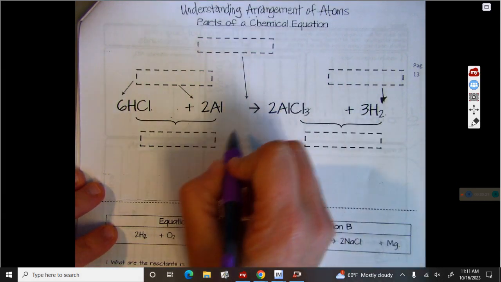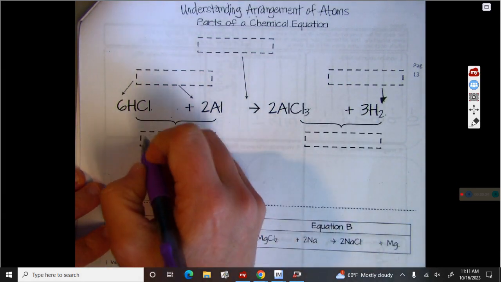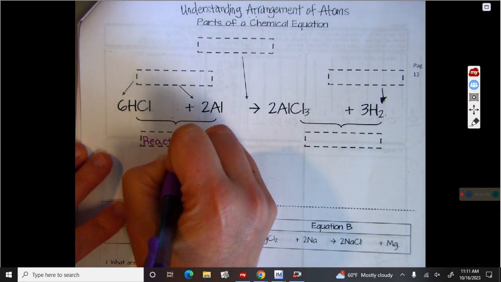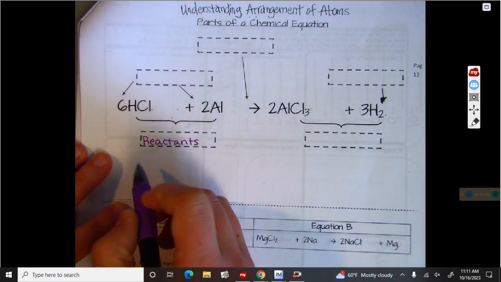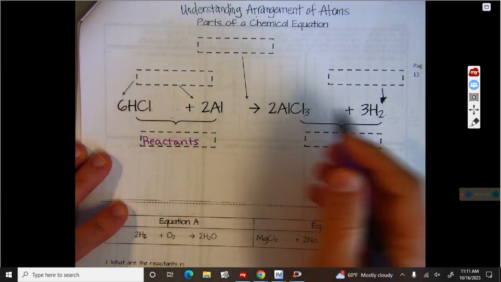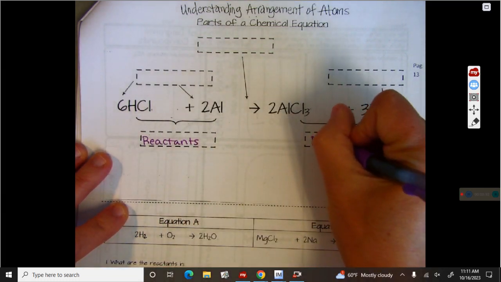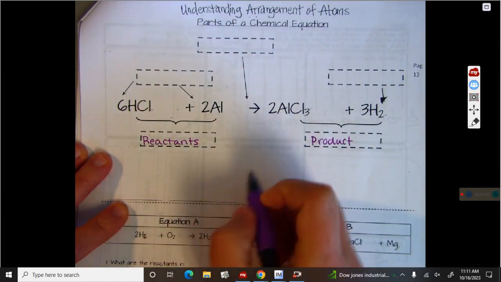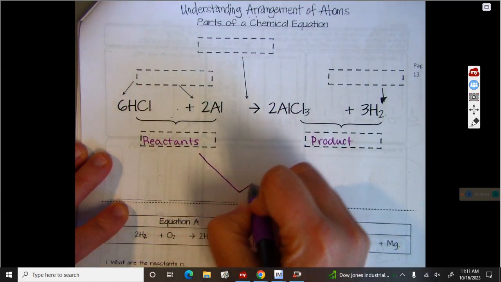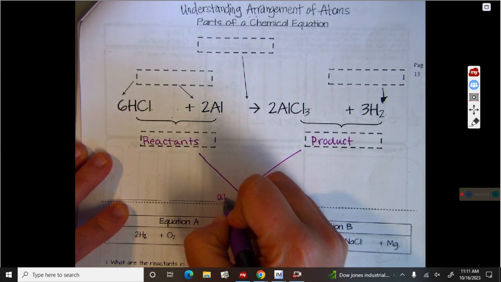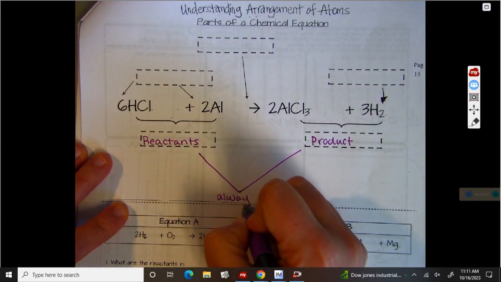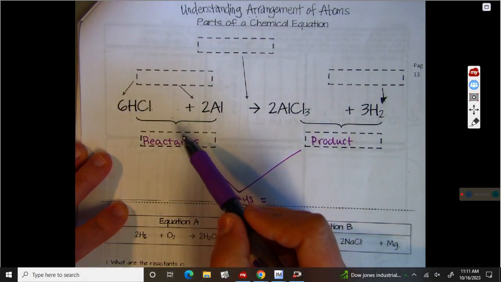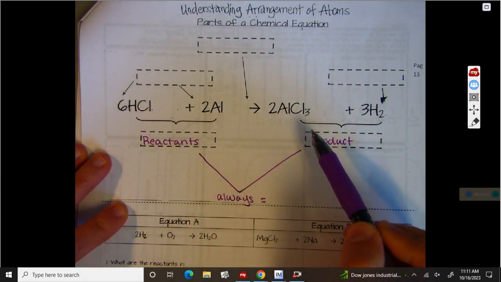So, what we have on the left side are called our reactants. Our reactants are what is reacting to produce our product. Both sides of the reaction will always be equal. Always equal. Because what goes into a reaction must come out of a reaction.